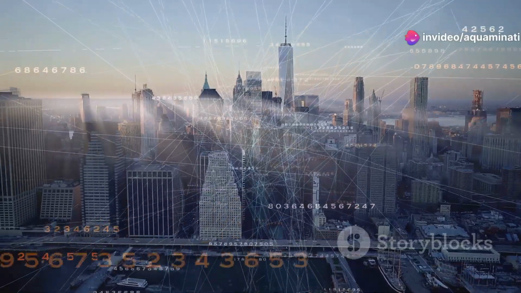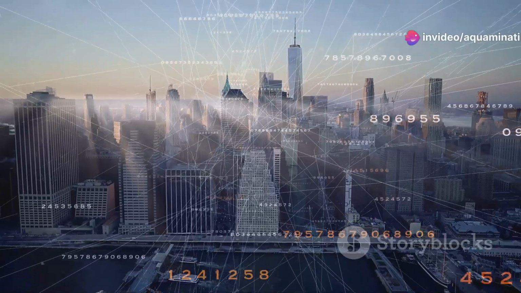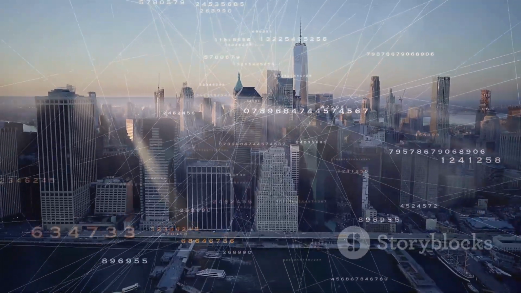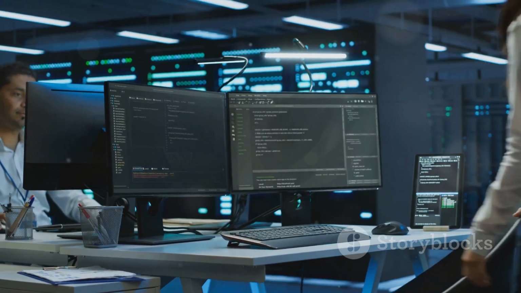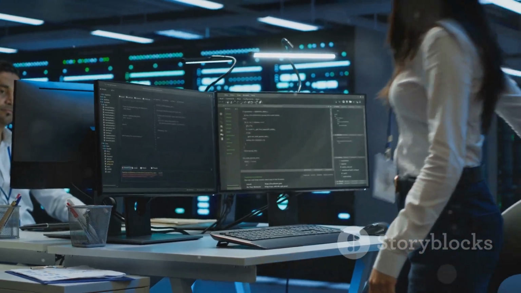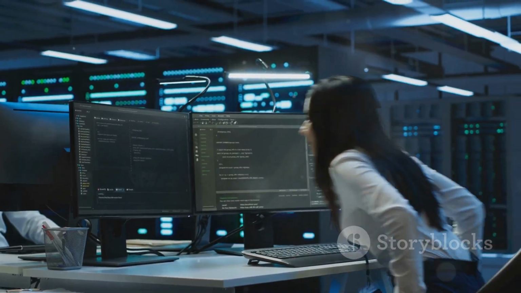Regular IT infrastructure audits are an integral part of this proactive approach. They provide valuable insights into the effectiveness of security controls and help organizations stay ahead of emerging threats. Remember, a secure IT infrastructure is not a destination but an ongoing journey of continuous improvement.